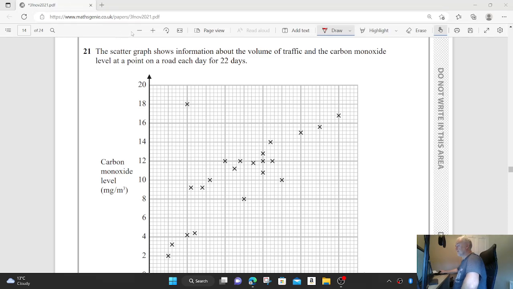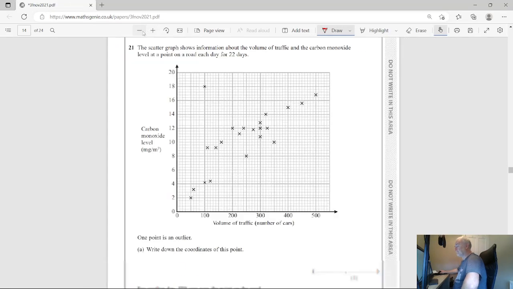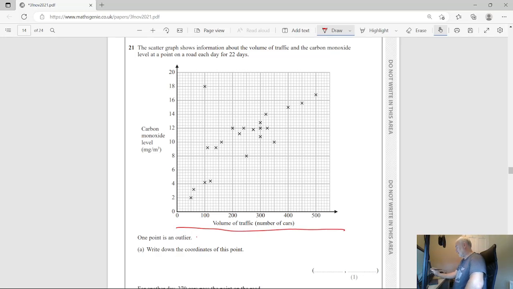Question 21. I'm going to zoom out for this one so we can see the whole graph. The scatter graph shows information about the volume of traffic and the carbon monoxide level at a point on a road each day for 22 days. So we've got 22 points plotted on that graph. First one, we'll check the graph for a start. Volume of traffic, we're going up in equal increments, 100 at a time. Number of cars, 2, 4, 6, 8, 10, 12, 14, 16, 18, 20. We've got the same increments on the left hand side going up in twos.